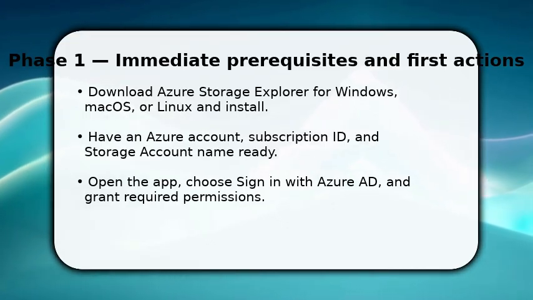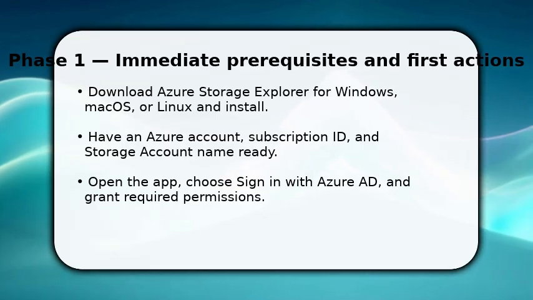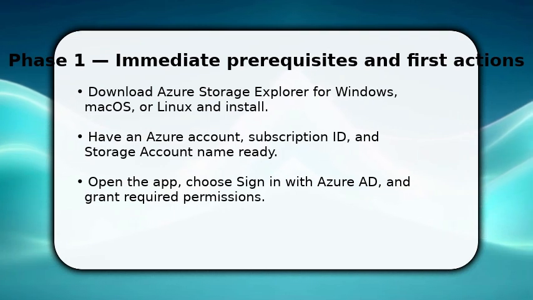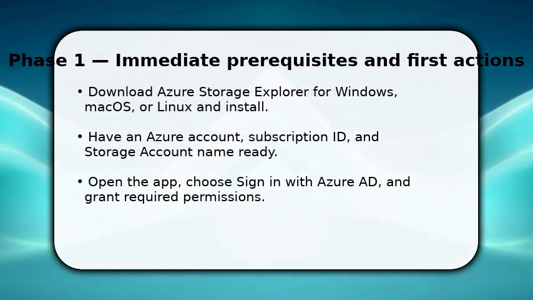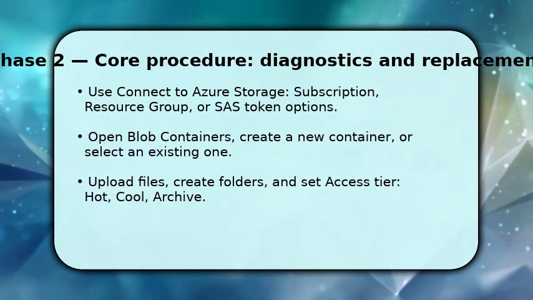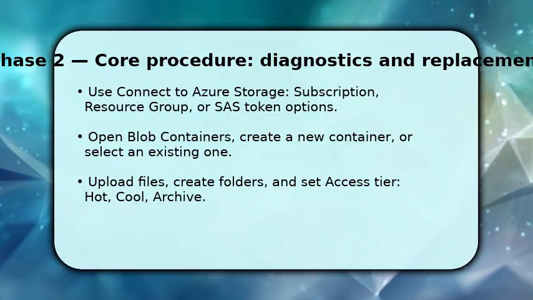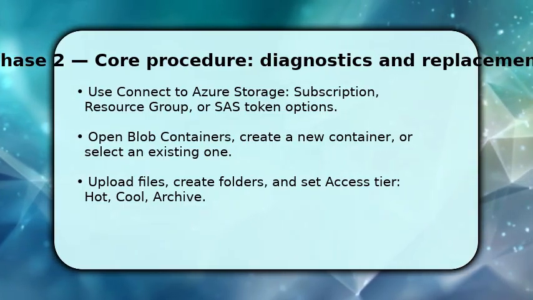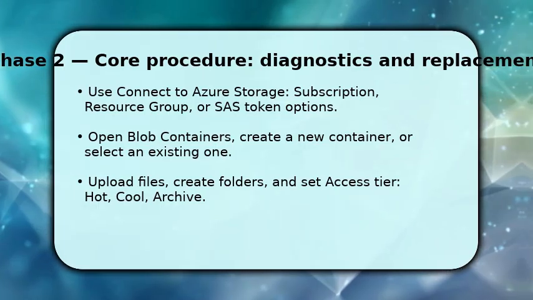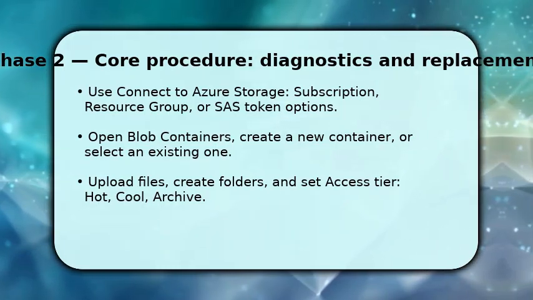This lets the Explorer enumerate blob containers, file shares, queues, and tables. You are now ready to attach or browse storage resources directly. Once signed in, attach storage by clicking Connect and picking Subscription, Resource Group, or paste a SAS token for a single account. Use the subscription path to see everything at once.